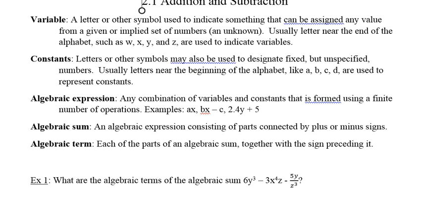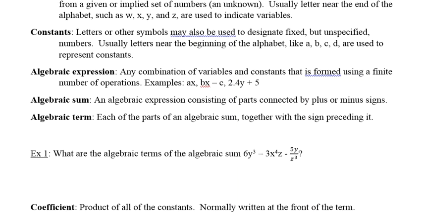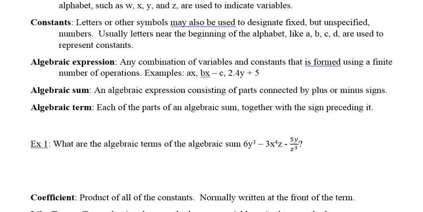If you do see in generic terms A, B, C, and so on, those letters are sometimes used to represent constants, and then the end of the alphabet is used to represent variables. An algebraic expression has a combination, or could just be singles, of those letters and numbers and the variables. So we have examples of ax, bx minus c, 2.4y plus 5. There are three different examples of algebraic expressions there.